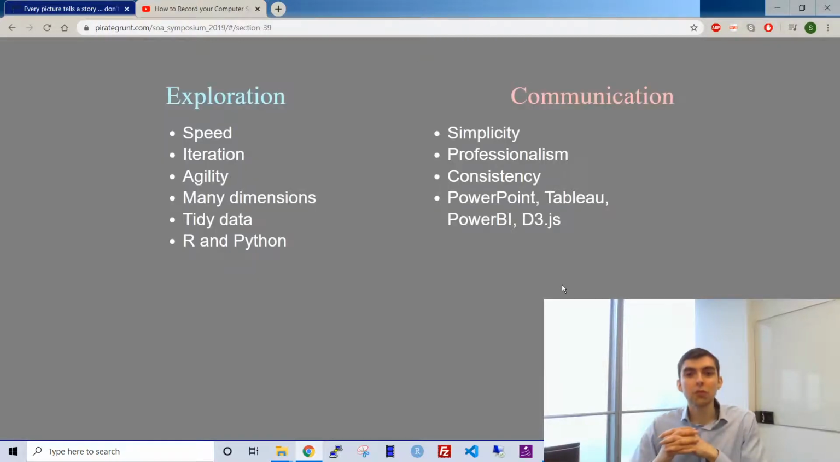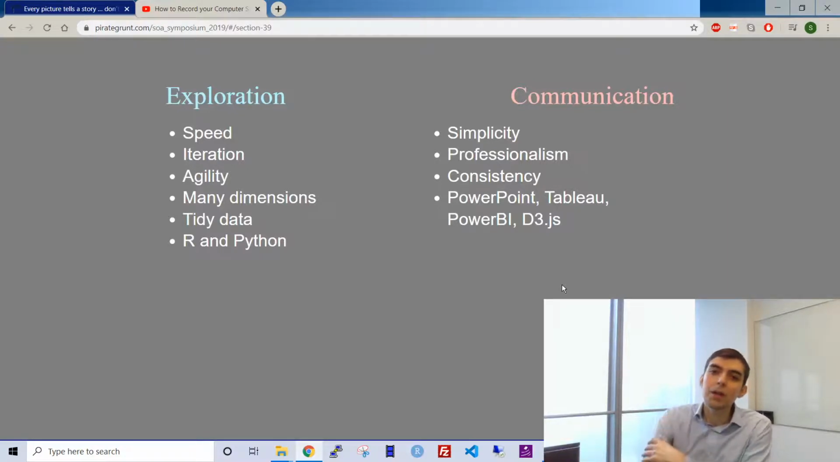There are really two use cases for data visualization. There's exploration and there's communication. Now, this is a huge source of confusion because they involve different tools, different sides of the brain, different processes. In exploration, the goal is to quickly discover. You need speed, iteration, agility, a lot of dimensions, and you need R and Python. In communication, you need the exact opposite.